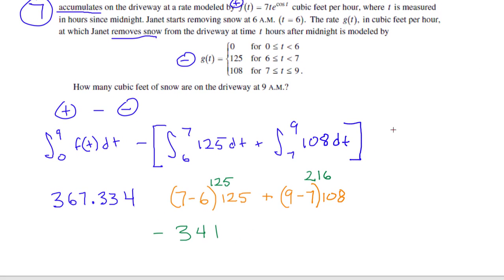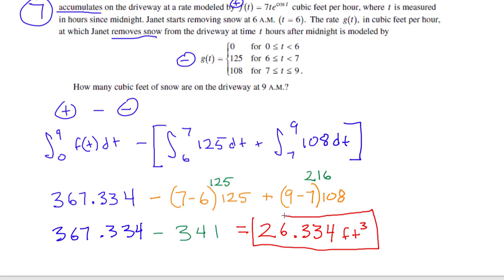So my final answer here is 26.334. Just rewriting this line again. This is 367.334. There was a minus sign up here somewhere. And we can box our final answer. Oh, we need units. What are our units? Cubic feet. So I'm going to say feet cubed. And that concludes worksheet 8-3.